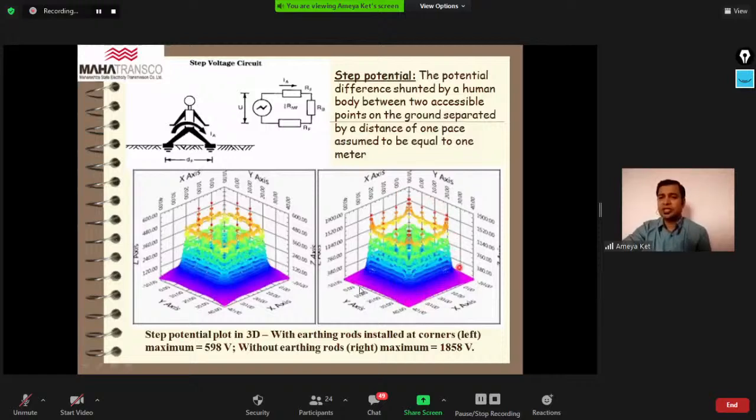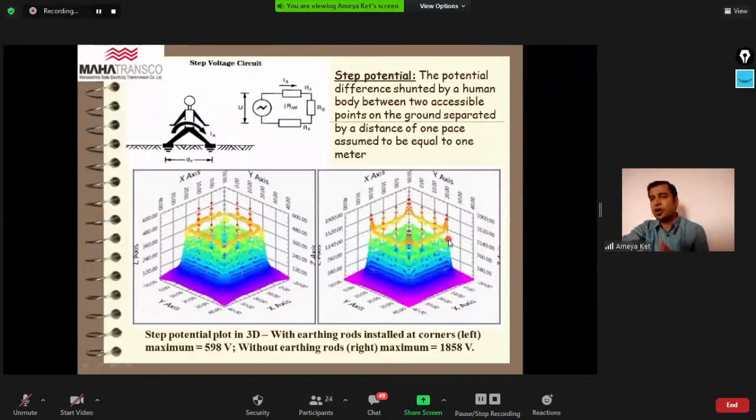This portion is without earthing rod, means without balancing the step potential. So what happens to a 220 kV substation if the earthing is absent? The step potential felt by a human body is coming to 1858 volt. It's a case analysis. So the value is coming like this, 1858. So this type of potential difference you may feel on your side if earthing is absent, which is in regards to step potential only.